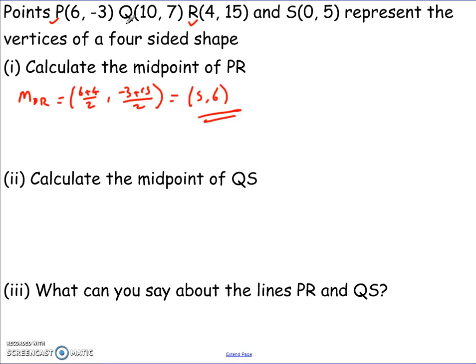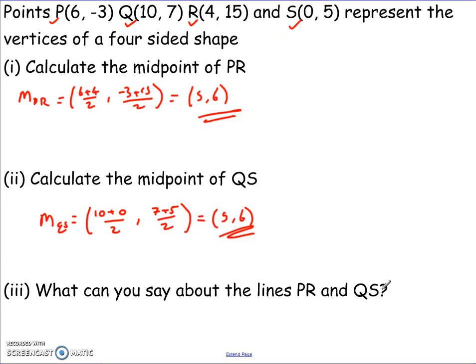Midpoint of QS, so that's involving this one and this one now. To calculate that one, I do the exact same formula, the only difference is the numbers are slightly different. So x1 plus x2, 10 plus 0 over 2, y1 plus y2, 7 plus 5 over 2. That means 10 plus 0 is 10, divided by 2 gives me 5, 7 plus 5 is 12, 12 divided by 2 is 6. So I've got 5, 6, which is actually the same one as before. The midpoint of QS is 5, 6.